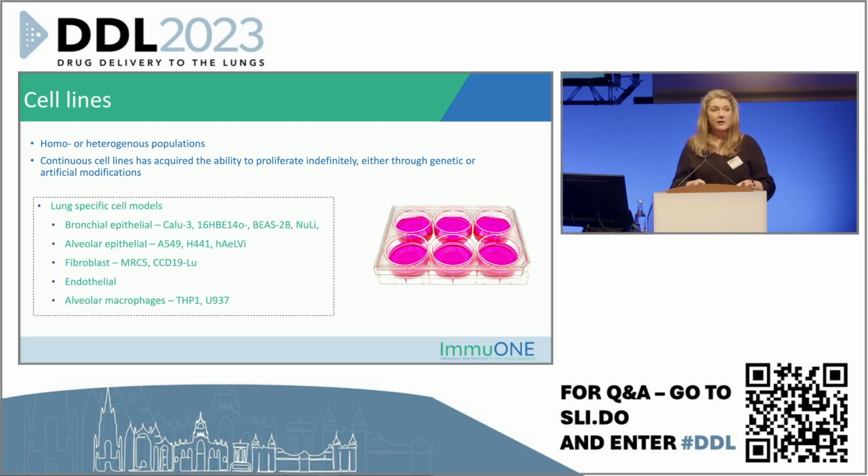And there's lots of different lung-specific models. Previously, we used to use CACO2, an intestinal model, to mimic the lung, but there's definitely been a move to using more lung-relevant cell lines. And there's a whole raft of the ones that can be used.